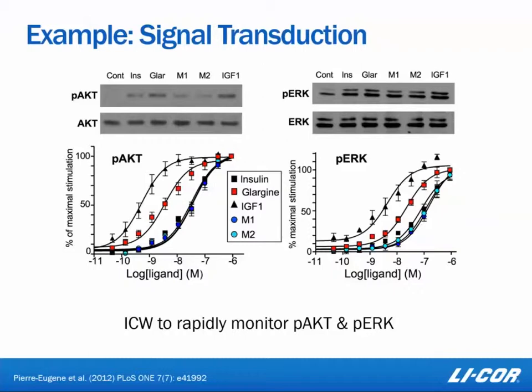And so shown here are two example Western blots from these experiments, as well as the data generated by the In-Cell Western Assay. Now what they found is that glargine had a higher level of potency for both ERK and AKT activation towards these hybrid receptors.